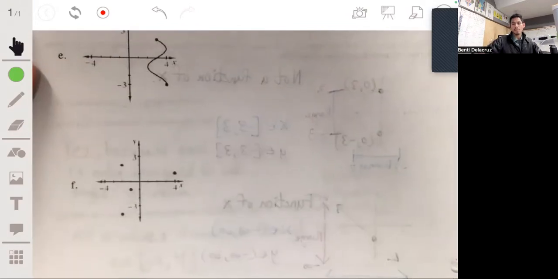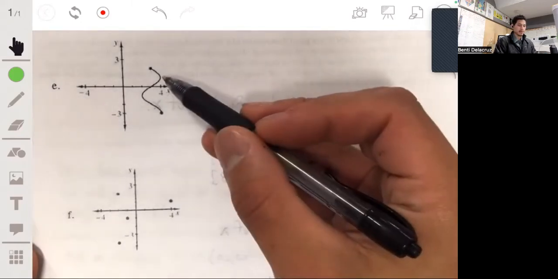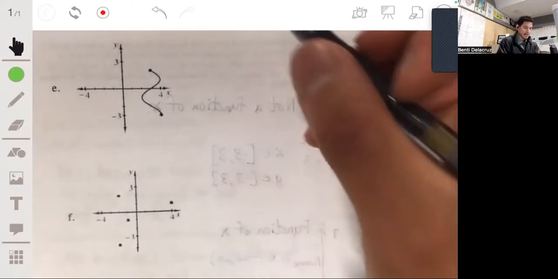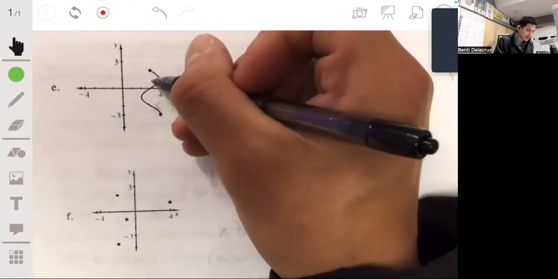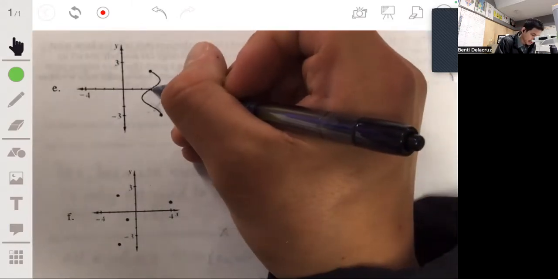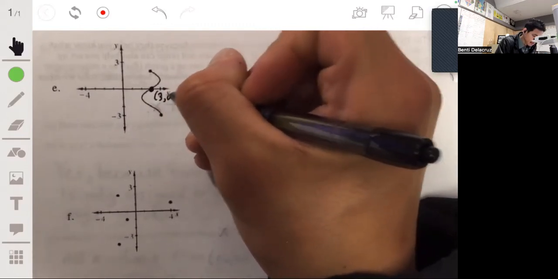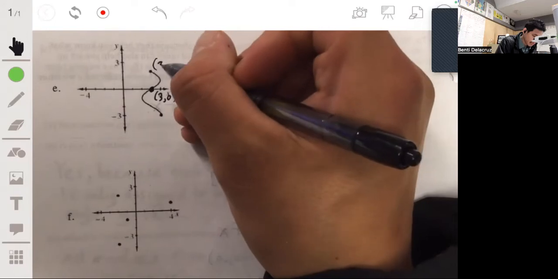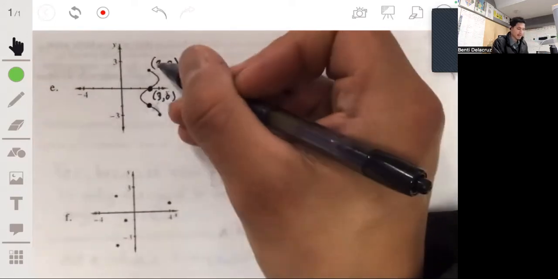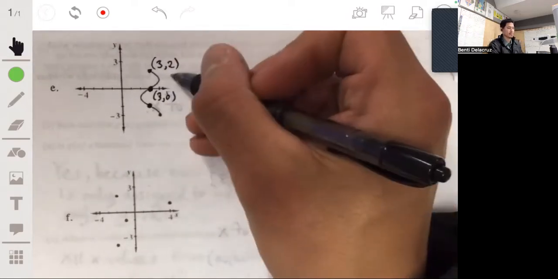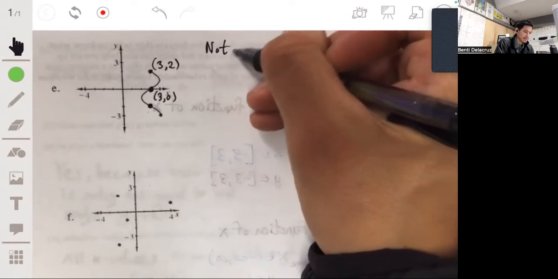Okay, let's look at the next one. All right, here we got this cool looking squiggly graph. And this would actually not be a function of x because you have multiple y values for one x value. Here we have an x value of 3, with a point at 3, 0. Here we have a point at 3, 2. And here we also have 3. But as long as we find any x value with more than one y value, it would not be a function of x. So let's first write it's not a function of x.